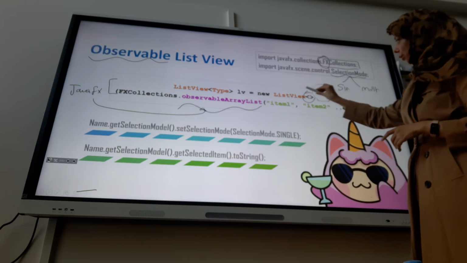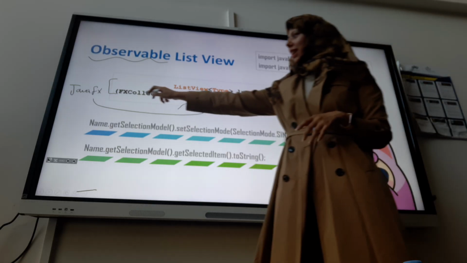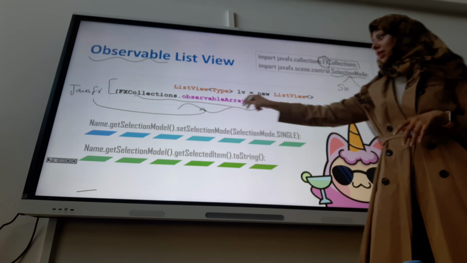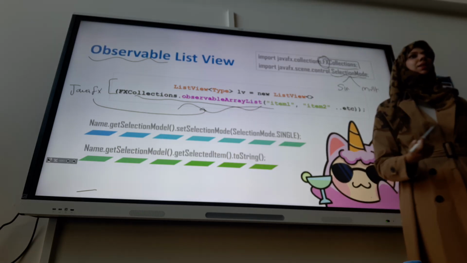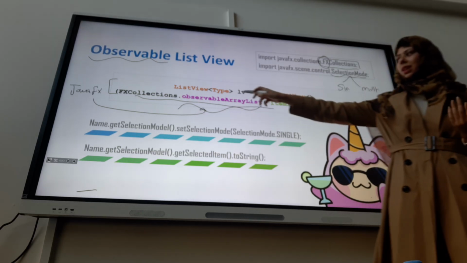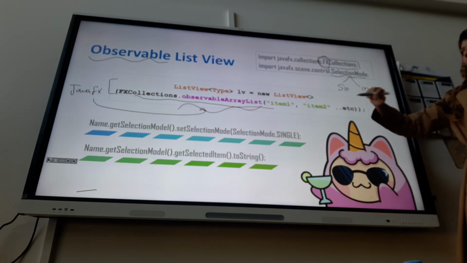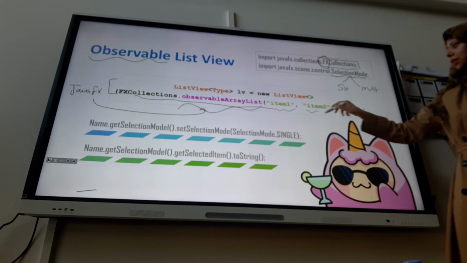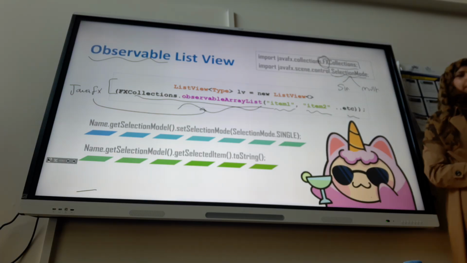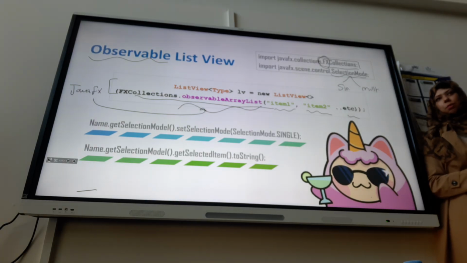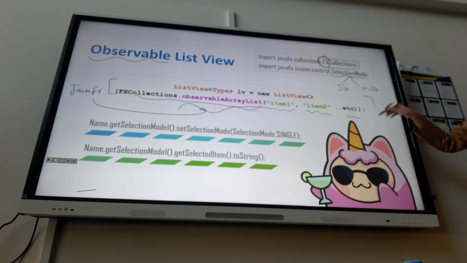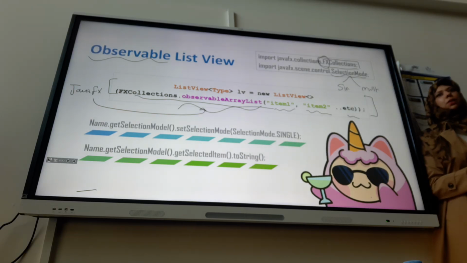Okay, now let's continue. Now I take FX collections, defining this to be observable list view, or array list, sorry. Observable array list, right? And here I'm telling it, take all these items and place them inside my list view. Till here, fine, I'm just initializing it, but why do I need observable list view?